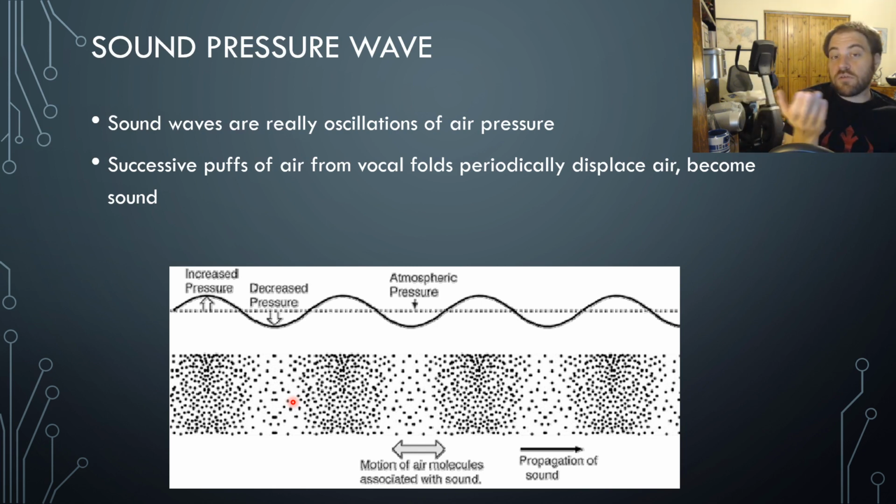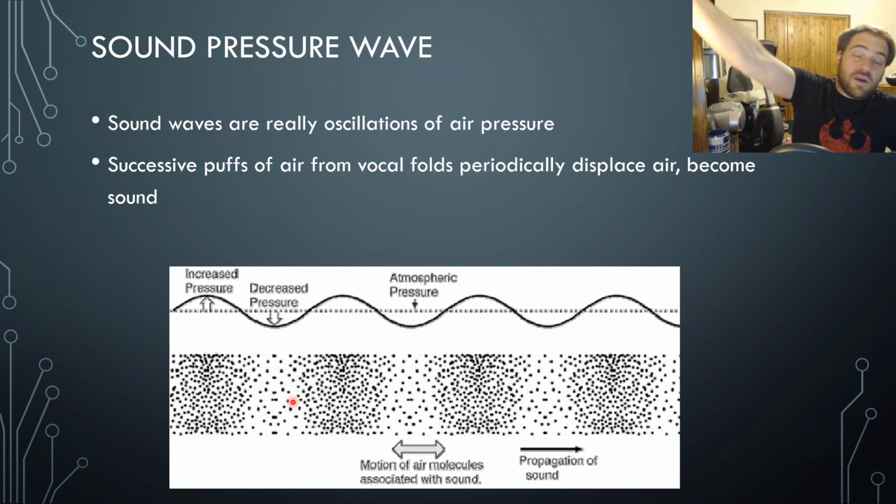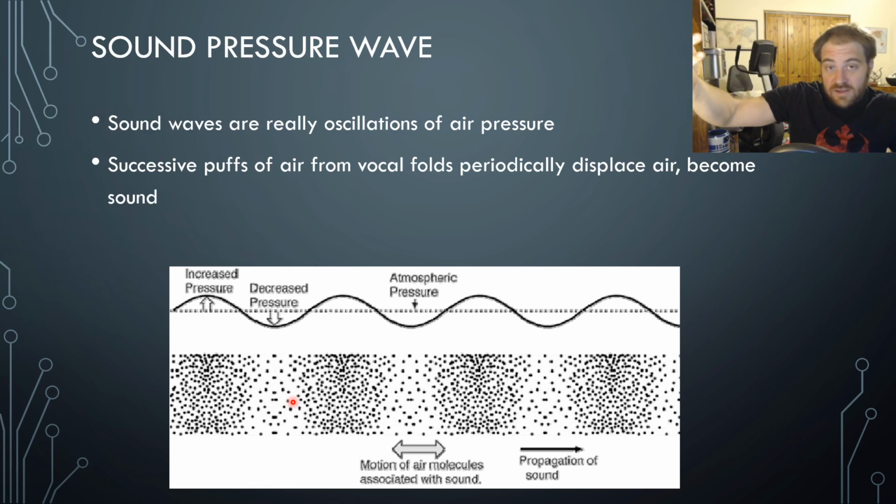So then you get these alternating, a lot of air in one place or kind of a vacuum, a lot of air and kind of a vacuum. And that sets up a wave, a sound pressure wave that can move from the vocal folds through the mouth and then out into the air, into somebody else's ear.